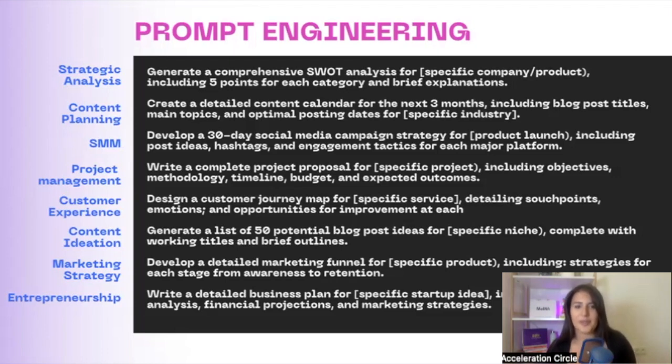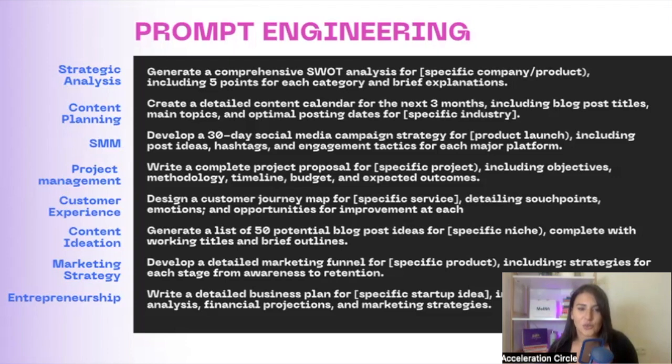We should generate a competitive SWOT analysis, and this is the exact prompt that you should insert in ChatGPT: Generate a competitive SWOT analysis for real estate, including 5 points for each category and a brief explanation. You should mention which kind of real estate you have, and then you will see the SWOT analysis of the niche. And for example, let's do SMM.